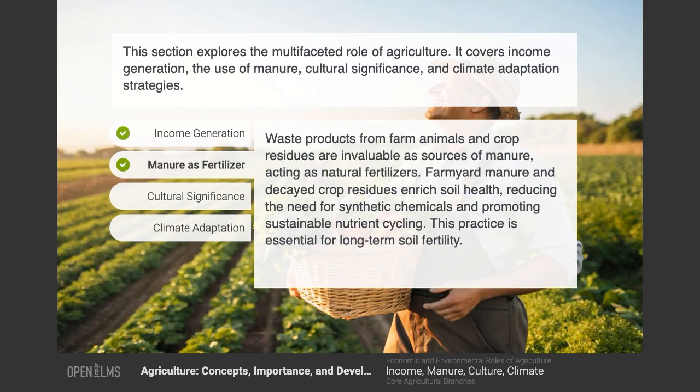Waste products from farm animals and crop residues are invaluable as sources of manure, acting as natural fertilizers. Farmyard manure and decayed crop residues enrich soil health, reducing the need for synthetic chemicals and promoting sustainable nutrient cycling. This practice is essential for long-term soil fertility.